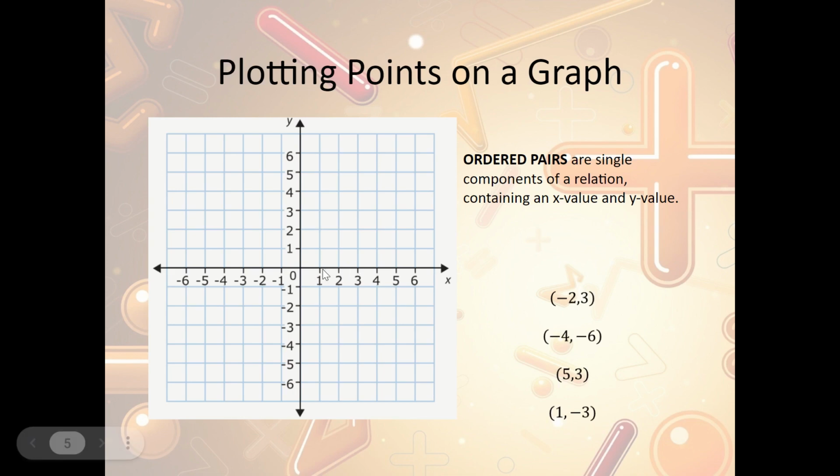My x is -2, so I'm going to go along the x-axis and find -2, which is here. And my y is 3. So I'm going to go along my y and go up to 3, right there. And I'm going to plot my point. That represents (-2, 3).